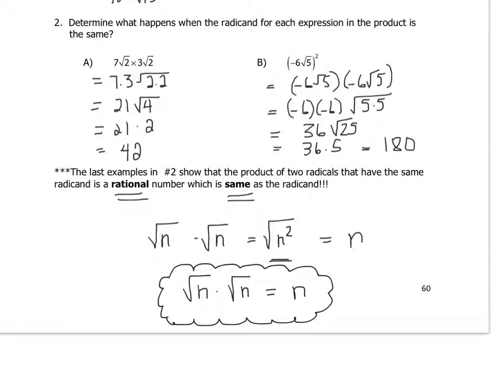If they were cube roots, you'd need 3 of them multiplied by each other to get a perfect cube under the cube root sign.